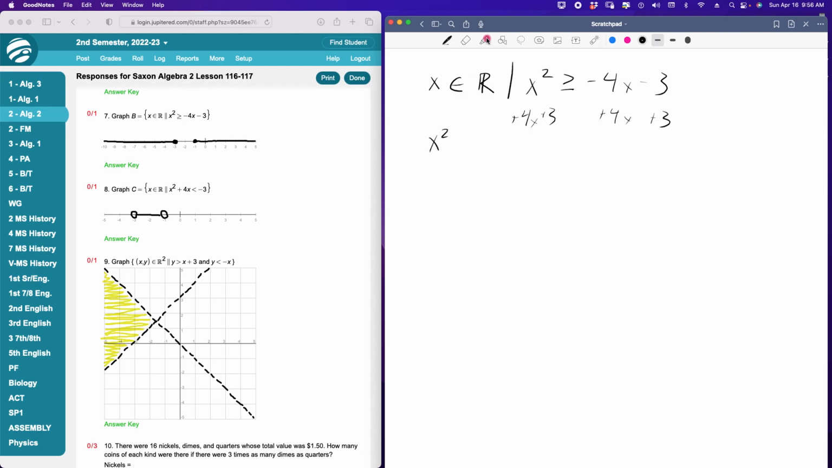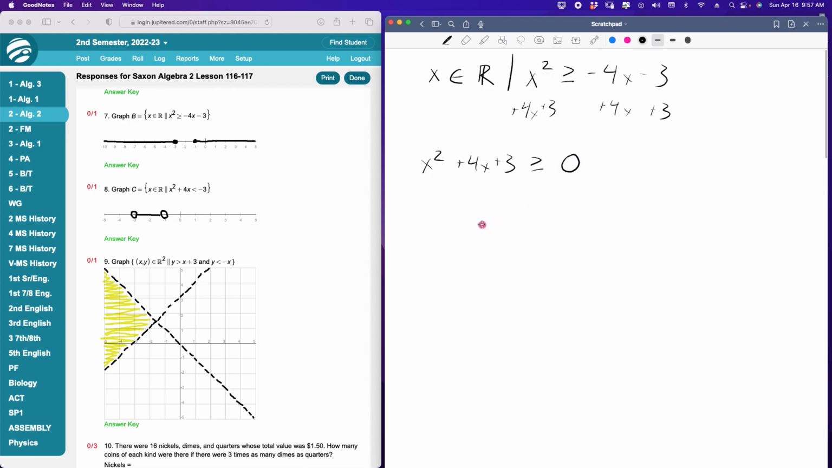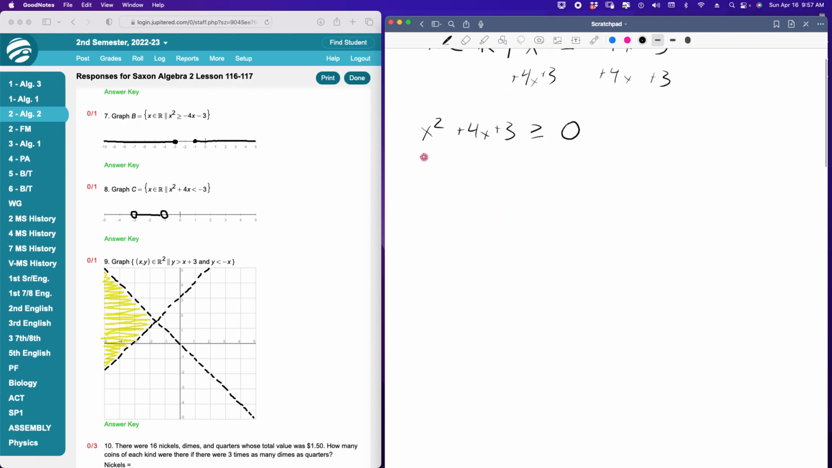So that's going to be x squared plus 4x plus 3 is greater than or equal to 0. All right, so now we can factor this. So this is going to be x plus 3 times x plus 1 is greater than or equal to 0.